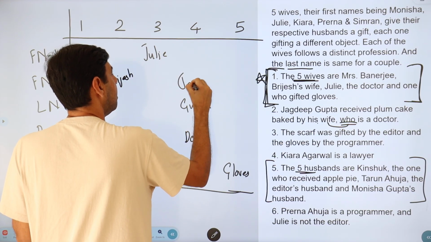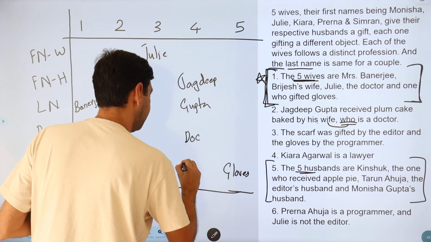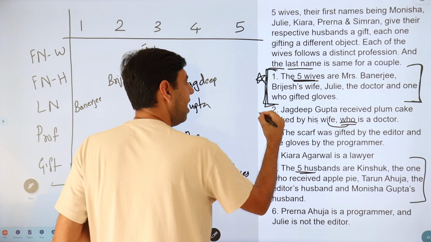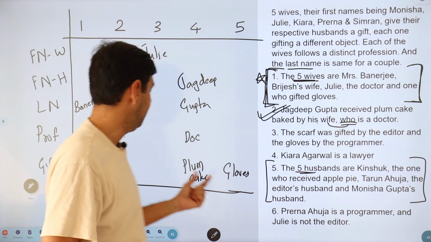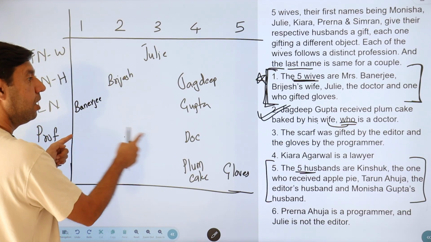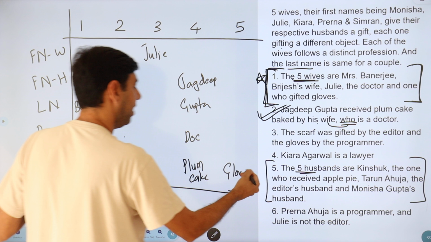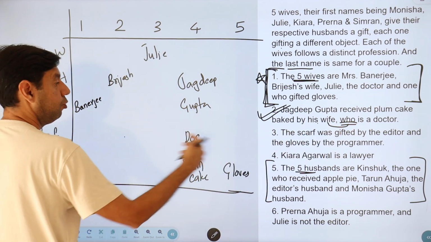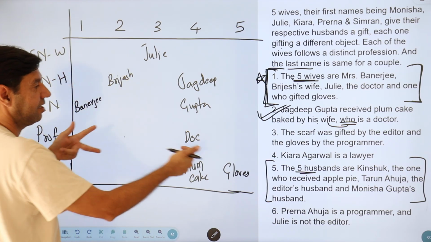Jagdeep Gupta, and received a plum cake. So quite a few things got filled up here because of this, and I think so everything is taken care of here. Now the scarf was gifted, so scarf can be 1, 2 or 3 by the editor. So 1, 2 or 3, now the profession is also empty here, and the gloves by the programmer. So while you can't do much with scarf and the editor, though there's a package deal that editor and scarf has to come together, just keep that in your mind.